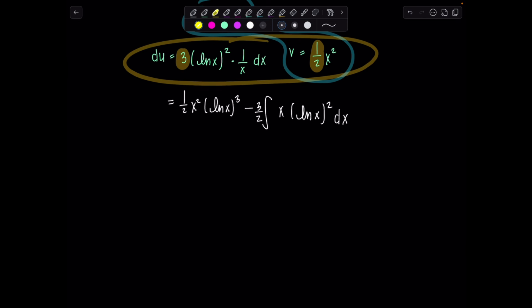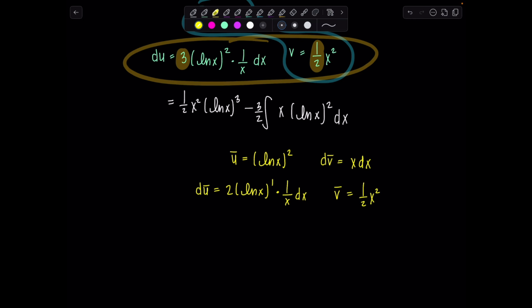So in the next step, we have to define our choice for u bar and dv bar. We already used up u and v, so we have to indicate that these are different in some way. And just keep it the same. So dv bar would be x dx, and then u bar should be natural log of x squared. Good, good. And then du bar, take the derivative, 2 ln of x, that's going to be to the first, times 1 over x dx, and then v bar would be 1/2 x squared. Are we okay? All right, good.